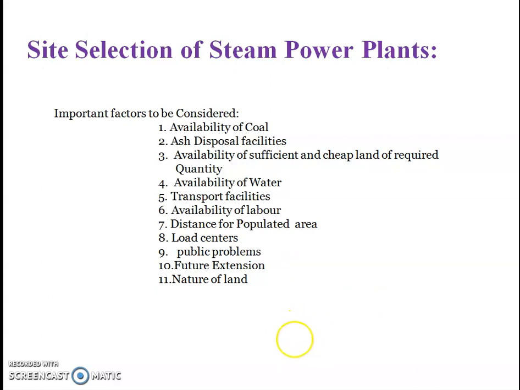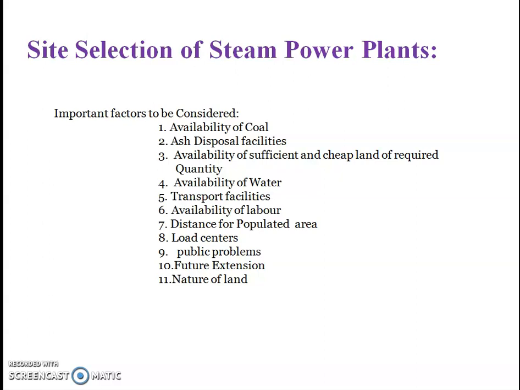And next one is public problems. In order to avoid the nuisance from smoke, fly ash and heat generated from the power plant, it should be located far away from the towns. And next one is future extension. The choice of the site should allow for economical extensions consistent with the estimated growth of the load.